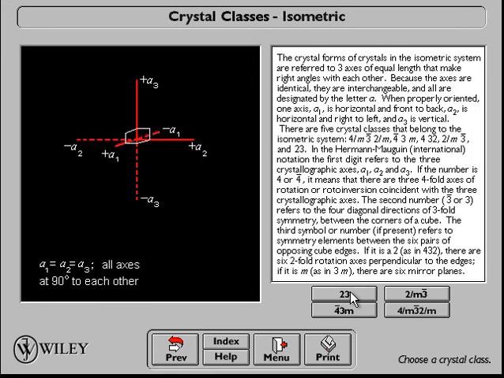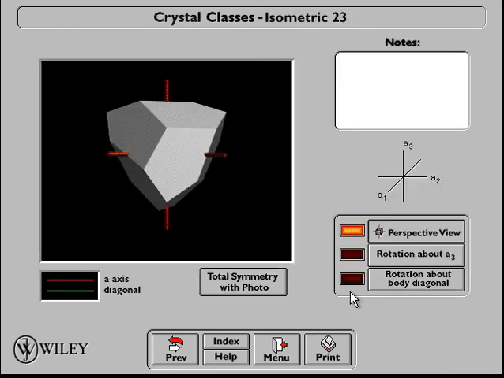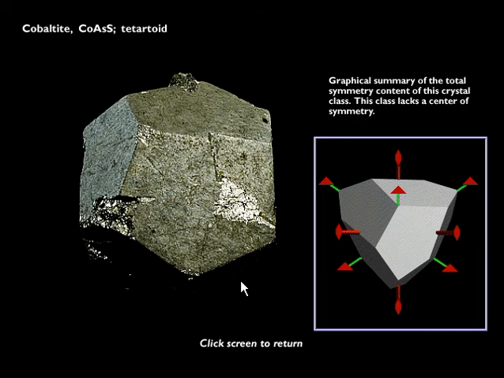Now we are going to the first example, 2 3. We are starting again with the total symmetry, using a photo. Here we have cobaltite, a cobalt arsenide sulfide, and it forms a tetartoid. This is the graphical summary of the total symmetry content of this crystal. This class lacks a center of symmetry. Here we have threefold axes, and here we have twofold axes.